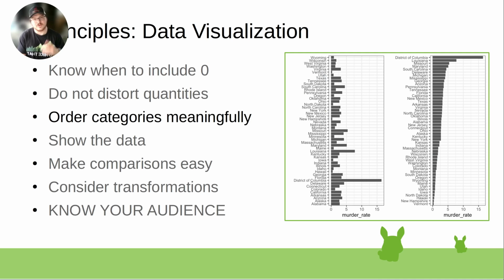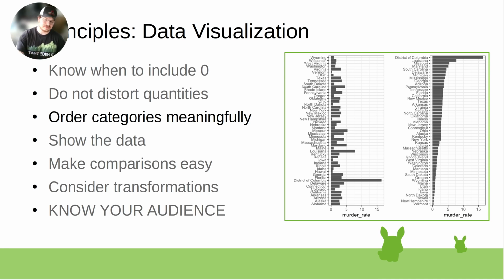Number 3, order your categories meaningfully. This one is, I guess, up to personal preference in some ways. But the fact of the matter is, again, you're making this for somebody to look at. And so you want your graph to be intuitive, and you want somebody to be able to, as soon as they see it, draw the conclusion that you're showing them with that graph, with that figure.